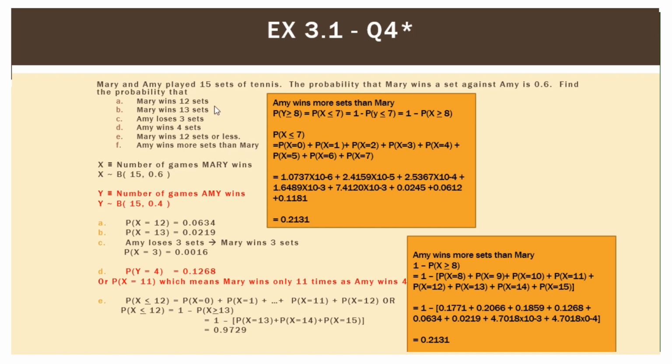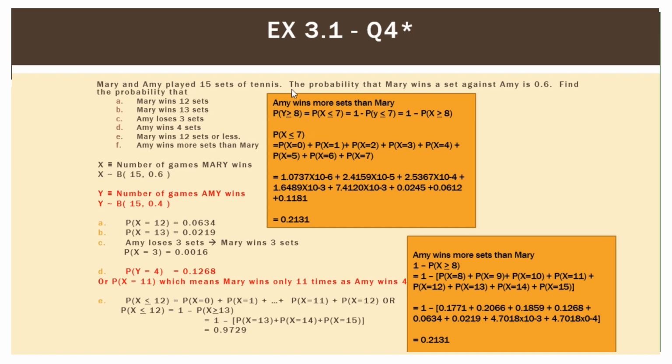Amy wins more sets than Mary. Now, they have played 15 games. In the middle of 15 is 7.5. You cannot play 7.5 games. Meaning Amy won 8 sets or more. Okay, Amy wins 8 or more, meaning Y is more than or equal to 8. This is what you're looking for.